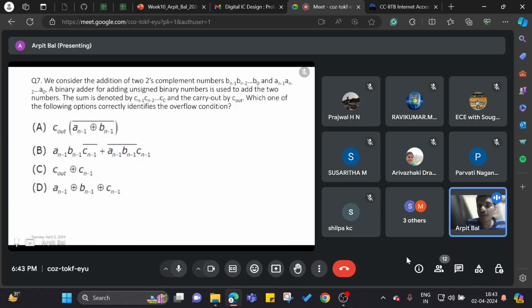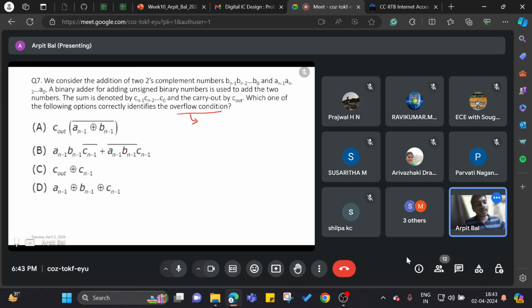We consider the addition of two 2's complement numbers bn minus 1, bn minus 2 up to b0 and an minus 1, an minus 2 up to a0. A binary adder for adding unsigned binary numbers is used to add the two numbers. The sum is denoted by cn minus 1, cn minus 2 up to c0, and the carry out by cout. Which one of the following options correctly identifies the overflow condition? Now let me tell you what I mean by the overflow condition, and then based on that you determine which one of the options is correct.